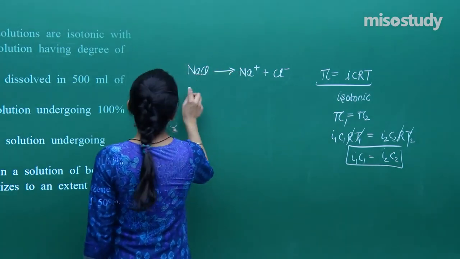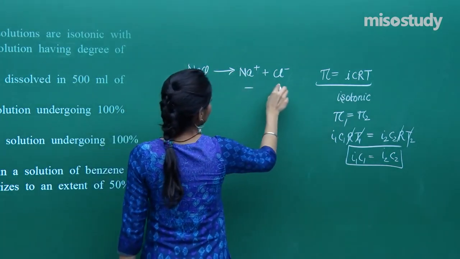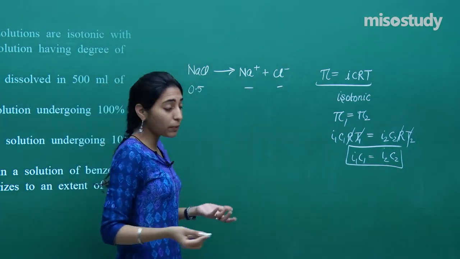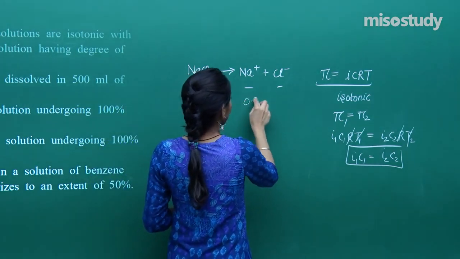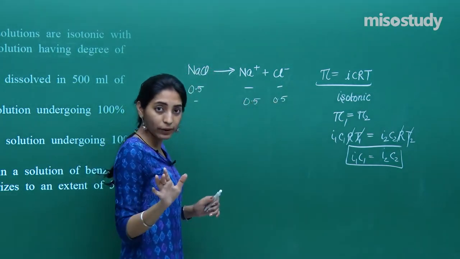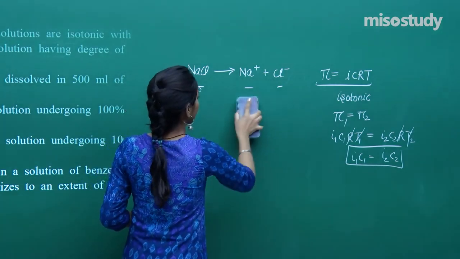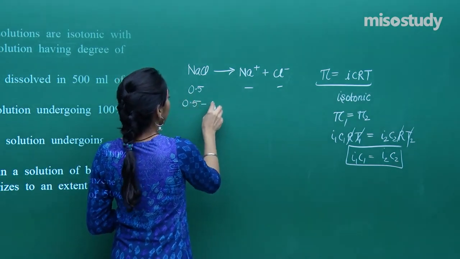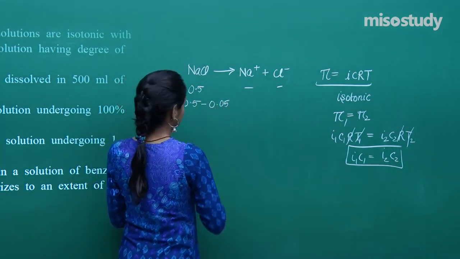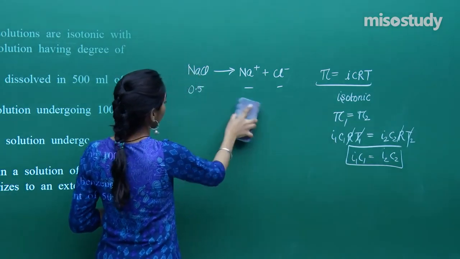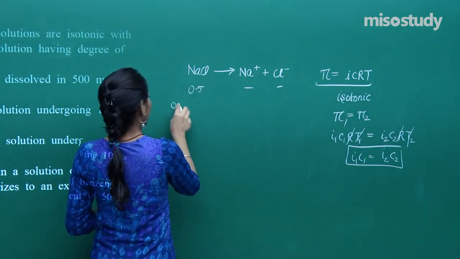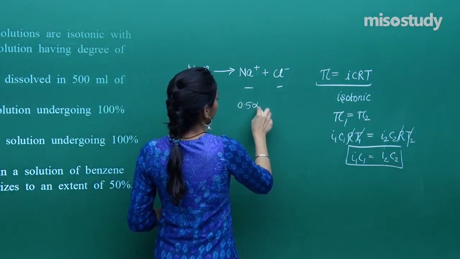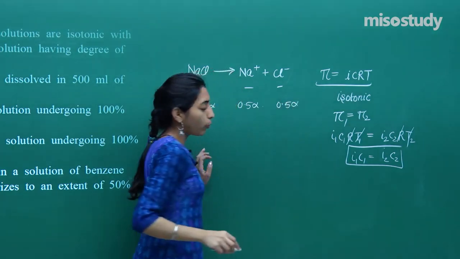Let us first calculate the value of i for NaCl. NaCl is 0.5, and the products are initially nothing. If this gets dissociated to 100%, this will be 0, and this will be 0.5 and this will be 0.5. Let us do the calculation by taking into consideration alpha. Let alpha be the degree of dissociation. So 0.5 minus 0.5 alpha, this will become 0.5 alpha, and this will become 0.5 alpha.